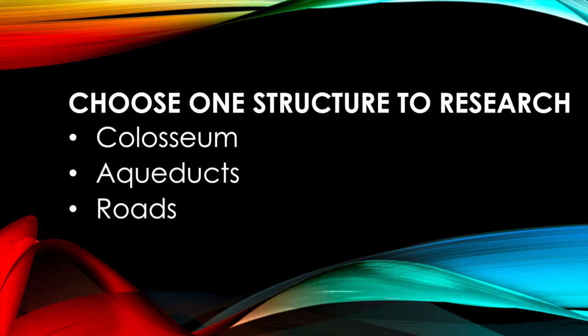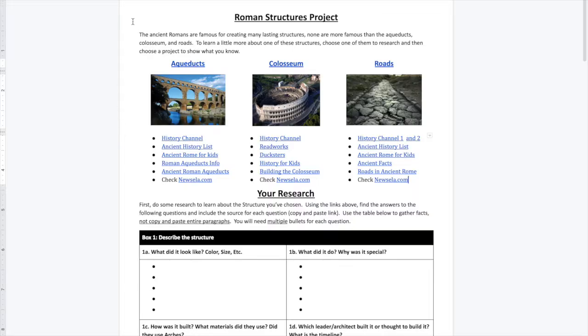First, choose one of these three structures to learn a little bit more about: the Colosseum, the aqueducts, or roads. Next, head over to Google Classroom and find this document. If you're not sure which of the three structures that you want to research, you can click on the titles and watch a short video about each one.